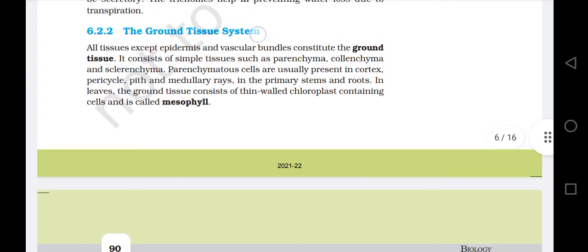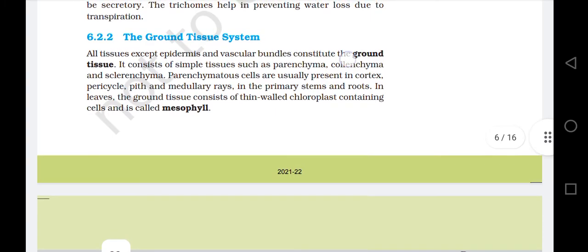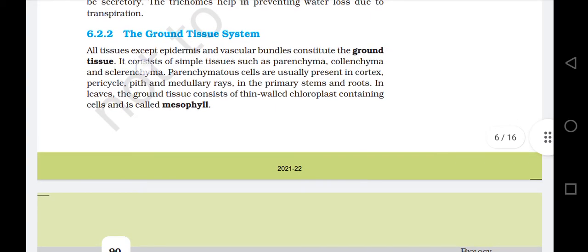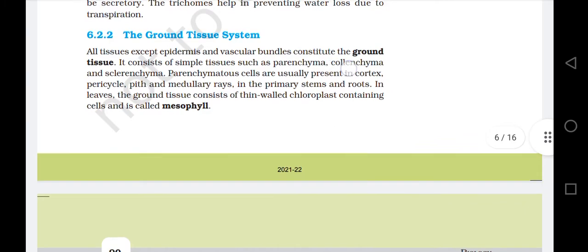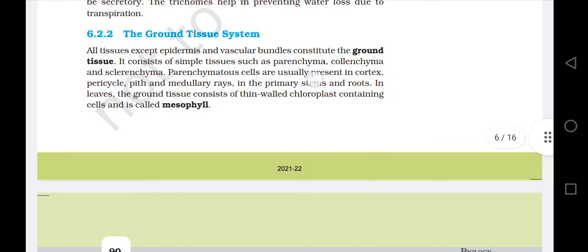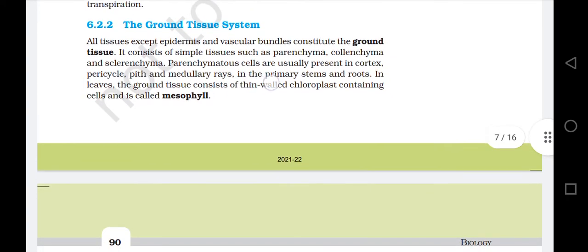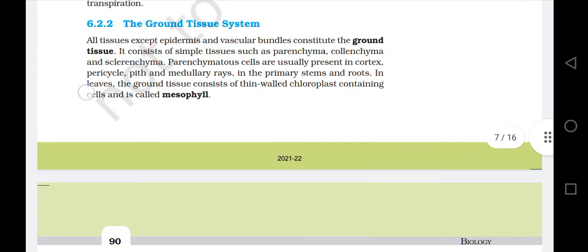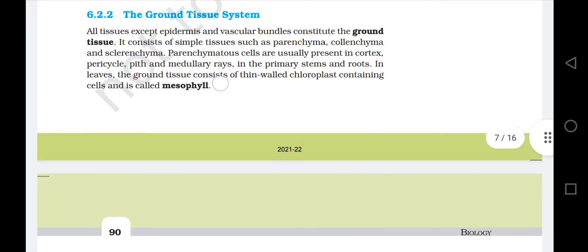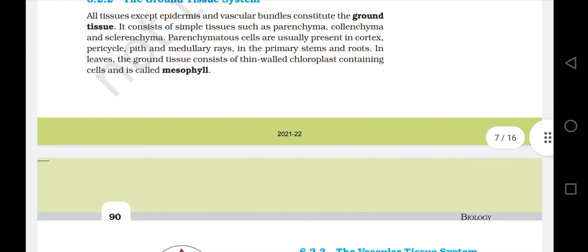6.2.2 The ground tissue system. All tissues except epidermis and vascular bundles constitute the ground tissues. It consists of simple tissues such as parenchyma, collenchyma, and sclerenchyma. Parenchymatous cells are usually present in cortex, pericycle, pith, and medullary rays. In the primary stems and roots, in leaves, the ground tissues consist of thin-walled chloroplast-containing cells and is called mesophyll.